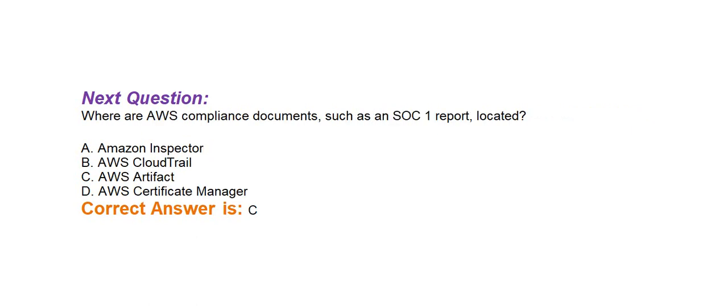Next question. Where are AWS compliance documents such as an SOC1 report located? Option A, Amazon Inspector. Option B, AWS CloudTrail. Option C, AWS Artifact. Option D, AWS Certificate Manager. Correct answer is option C, AWS Artifact.